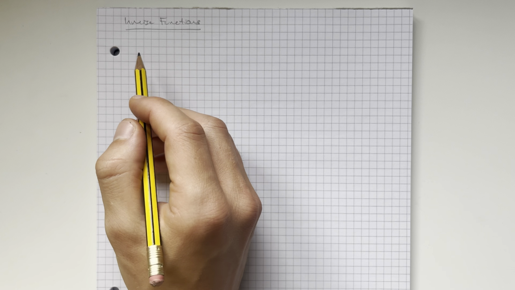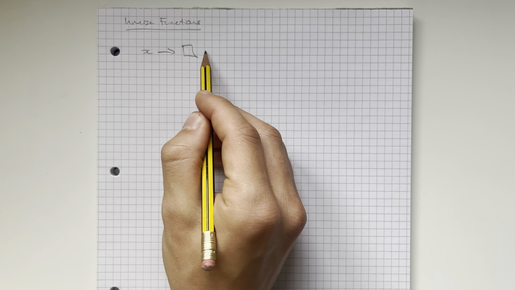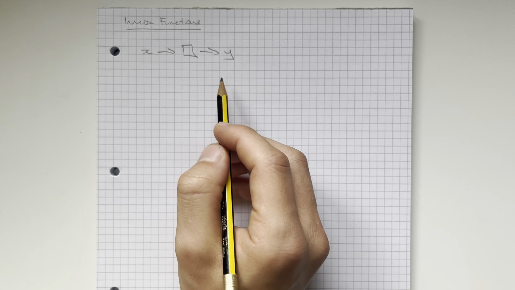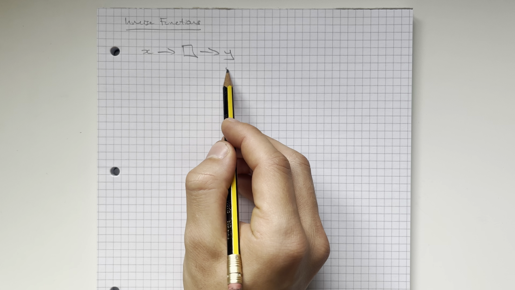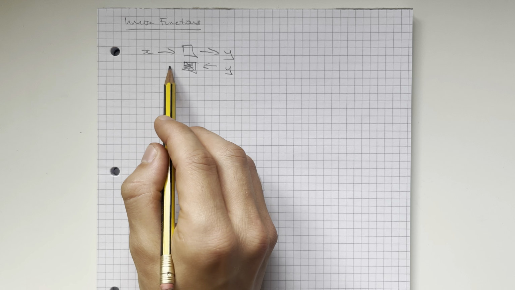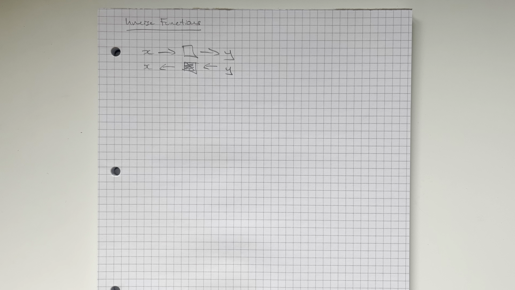It's a set of instructions: you take in one input, you put it into the function, which we'll denote with a little square, and it gives you an output on the other side. The inverse function then does it in reverse. You take in the output, put it through a different square, and on the outside you get the original input that you put into the first function.